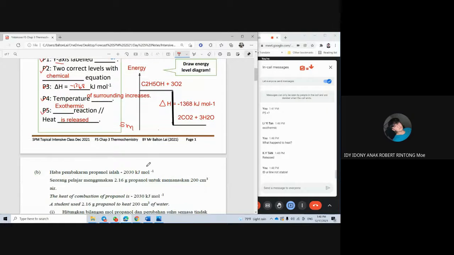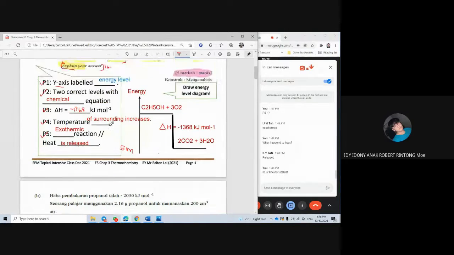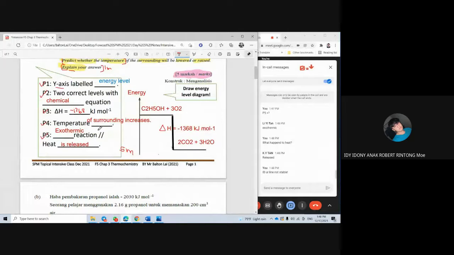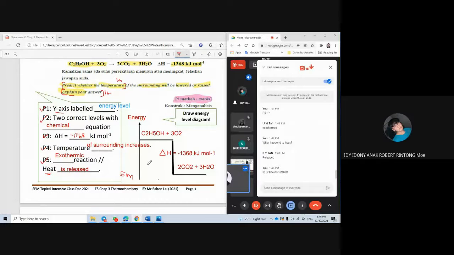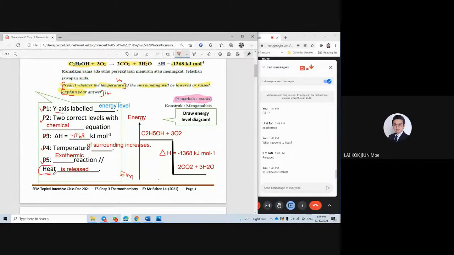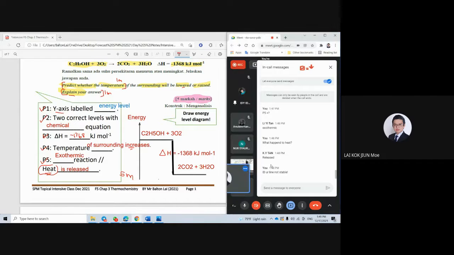Before, can I write the temperature is released? Temperature release? No. How does temperature release? Heat release only. Don't use the wrong terms. Terms are important, otherwise no marks. You can say temperature lower or raise, or temperature increase, but you cannot say temperature is released. Wrong terms mean you are giving away your marks.